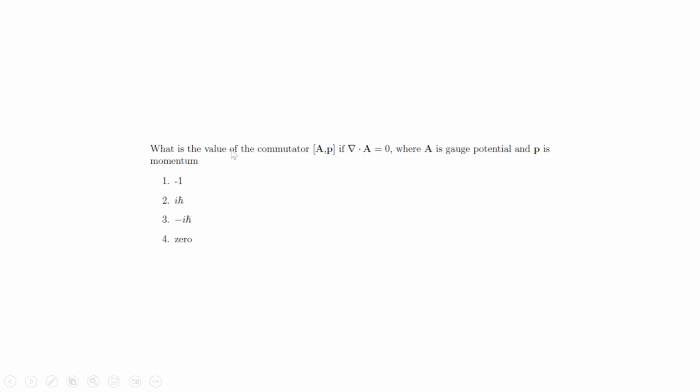So what is the value of the commutator A dot P, or this A P? A is the vector potential, and P is the momentum, and for A we are given this condition. This condition is also called the Coulomb gauge.